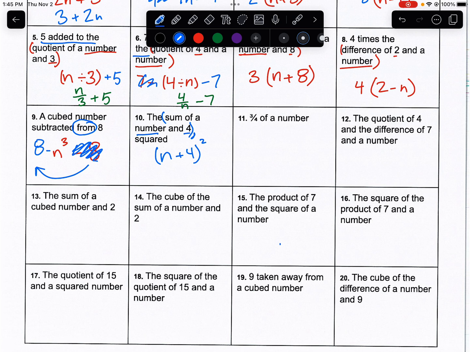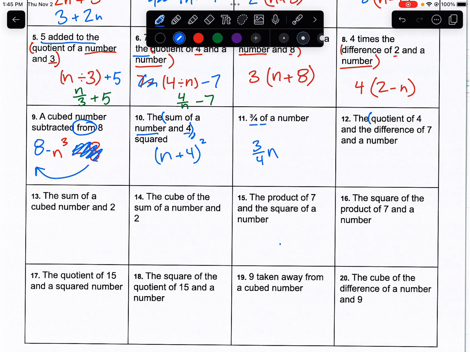Number 11, 3/4 of a number. Fraction, whenever you see a fraction and the word of, that means multiply. So this is 3/4 times n. You could also just write 3/4 n like that. That's also correct.